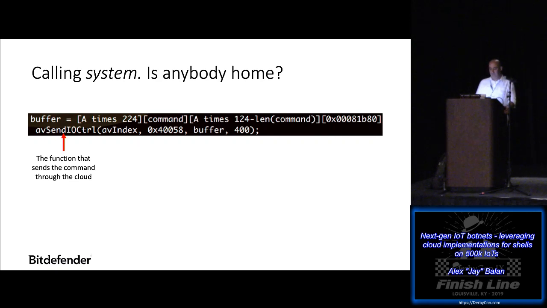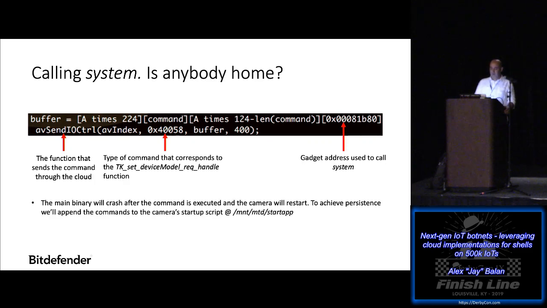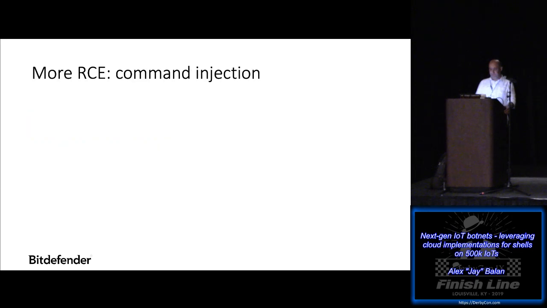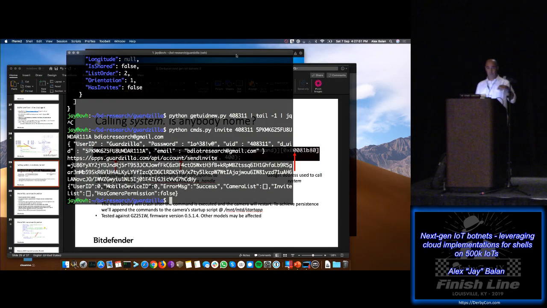We're going to exploit the avsend IO control function. We're going to send it the command that's relative to that particular memory address. And we're going to use that memory address to call system, which is the next one in stack. So the main binary is going to crash, but it's going to stick around with us for a shell. And we tested it on this. So we're going to try to get a shell from Canada in Louisville, Kentucky, right?